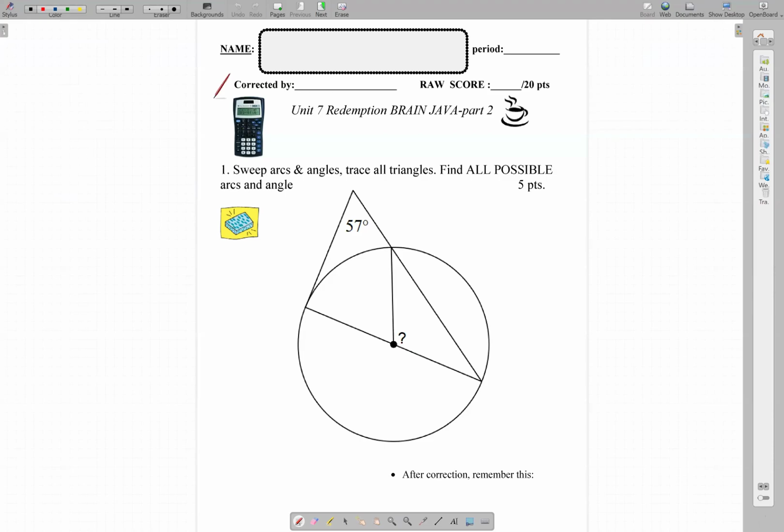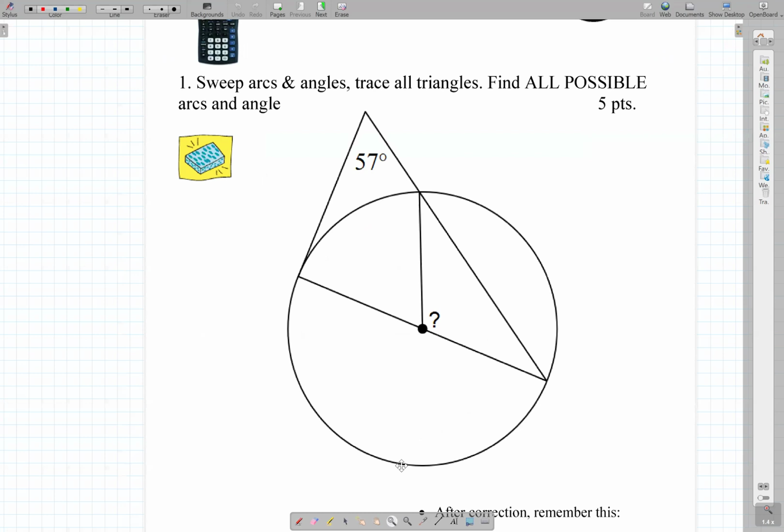All right, students, as promised, I was going to go over this Brain Java that we didn't get a chance to do in class, but I handed it to you. And so taking a look at this first problem, it says sweep the arcs and angles, trace all triangles, find all possible arcs and angles. So for now, we're just going to trace the simple stuff.